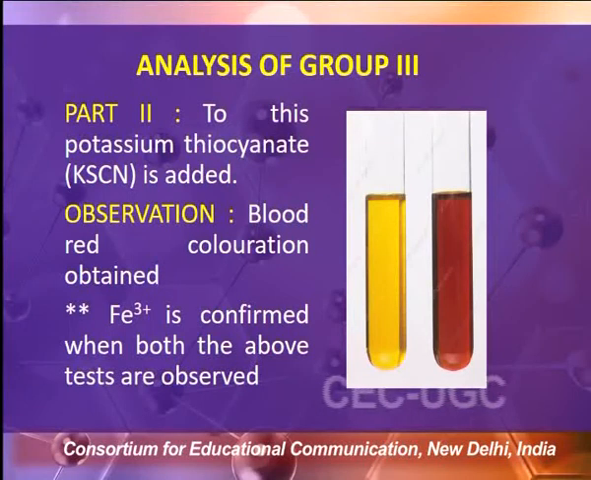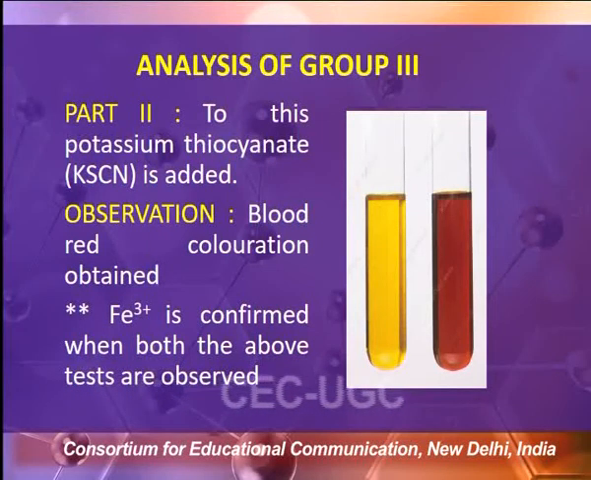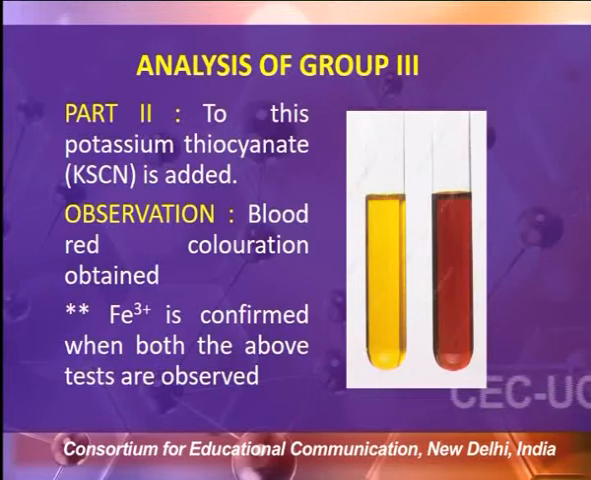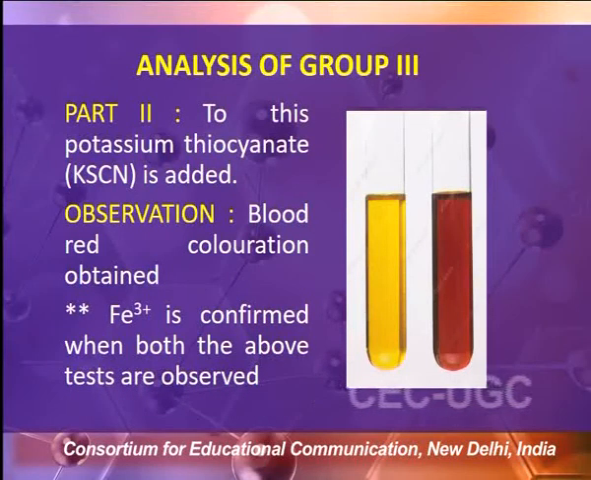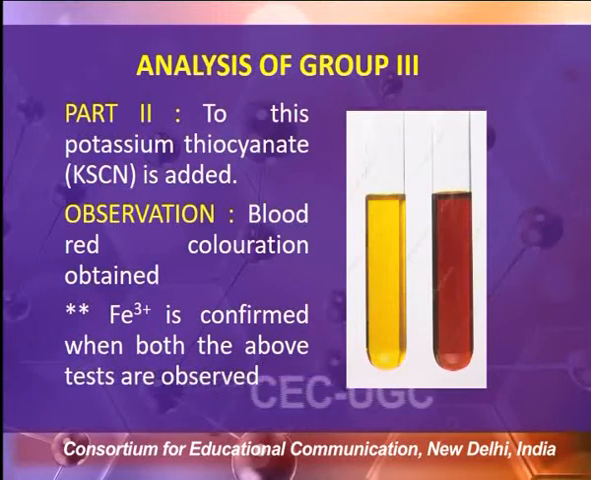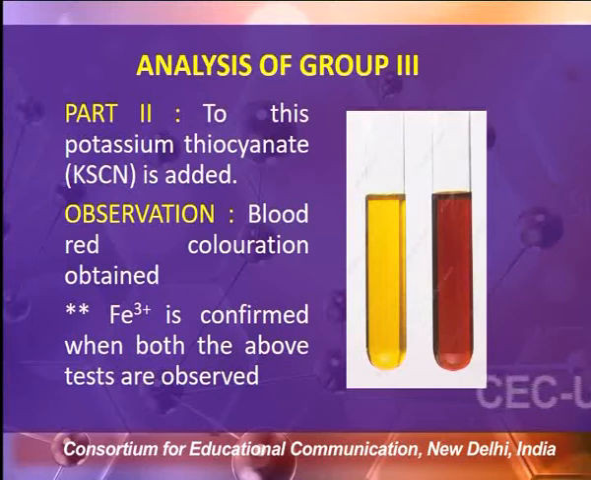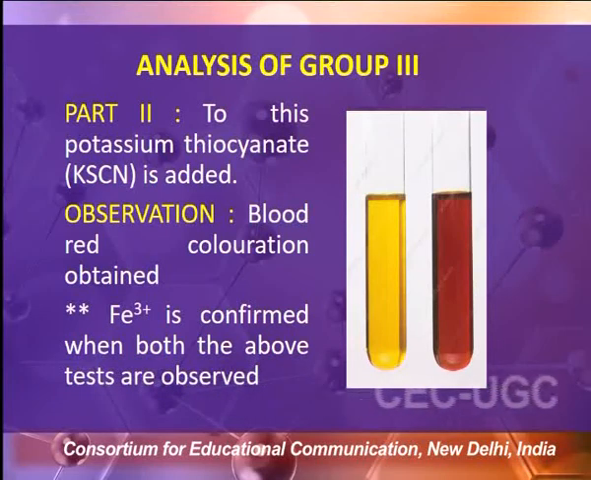And a point to be noted here is that ferric ions are confirmed when both the above tests are observed. That means even if one of the tests is absent, then we cannot say that ferric ions are confirmed in the mixture, since in that case the test which was negative, or even the one which was obtained, may be due to some kind of an impurity of iron present in the mixture. So, for confirming ferric ions in the mixture, both the tests should be positive, that is, both the Prussian blue color test as well as the blood red color test should be observed.